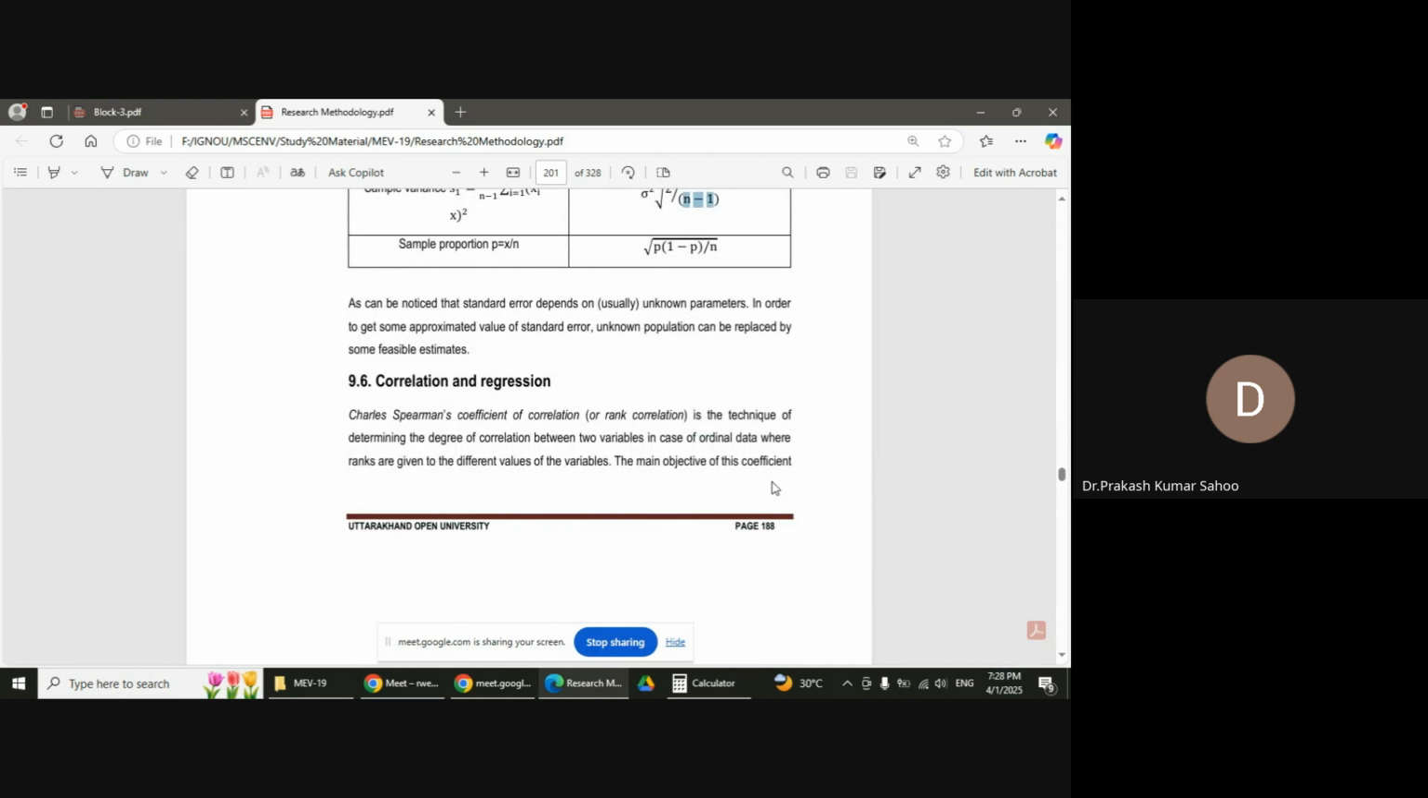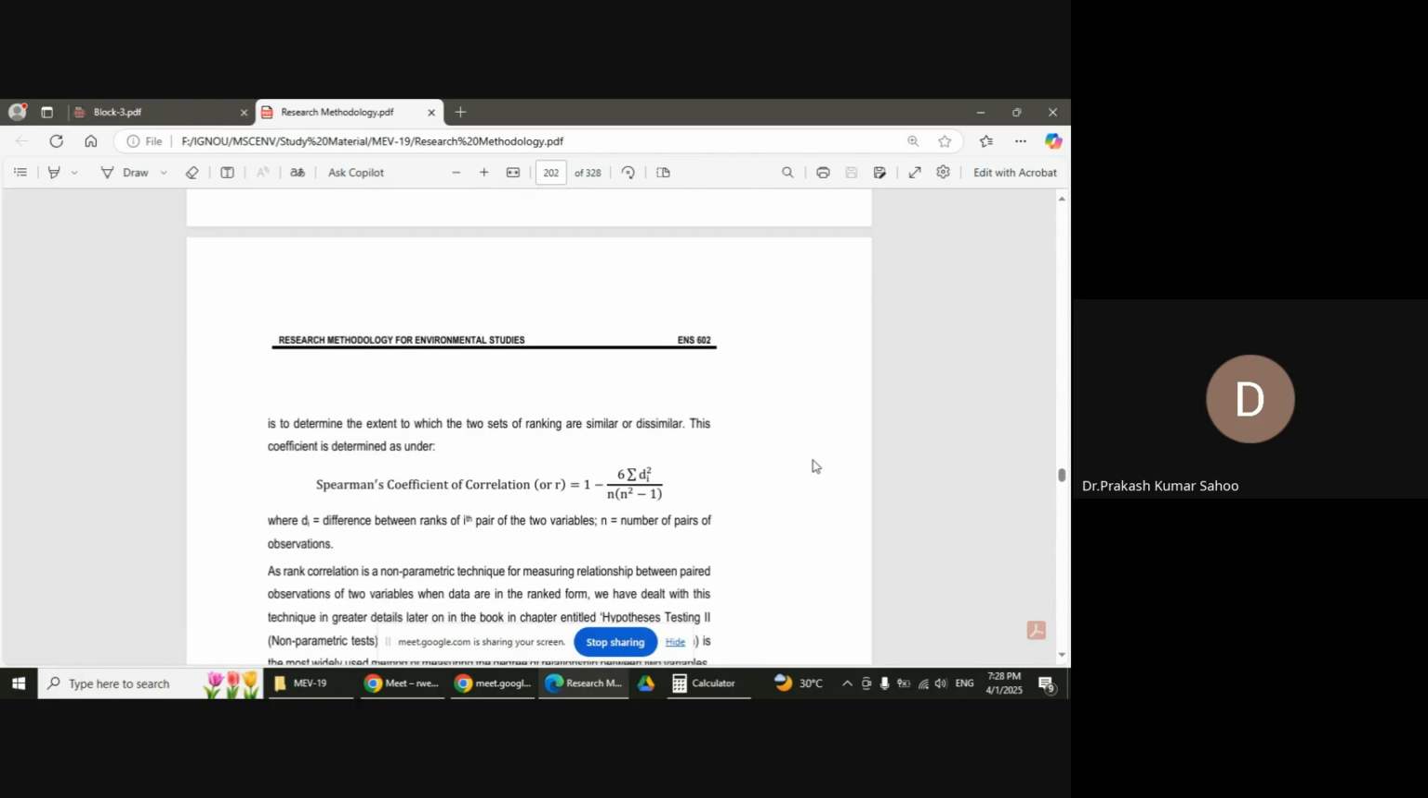Correlation and regression. Charles Spearman's coefficient of correlation is the technique of determining the degree of correlation between two variables in case of ordinal data, where ranks are given to the different values of the variable. The main objective of this is to determine the extent to which the two sets of ranking are similar or dissimilar. So this is just a similarity index type. We are comparing both the data and finding out the correlation between them.